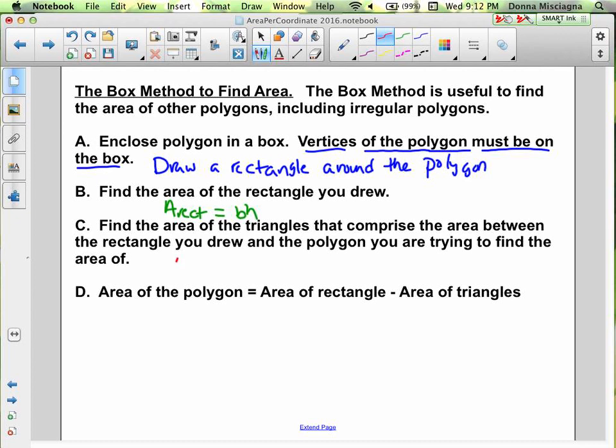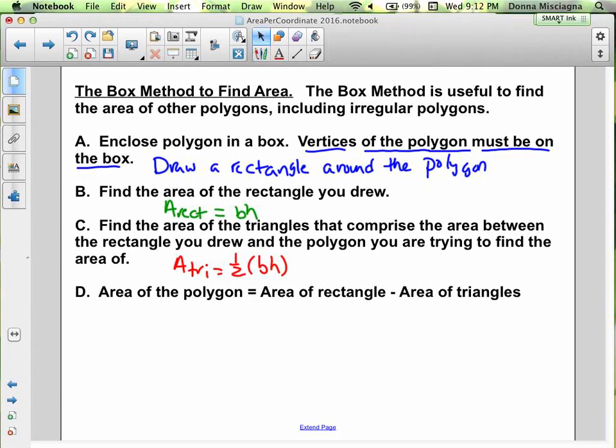As a little reminder, the area of a triangle is the same as the area of a rectangle, except it's 1/2 base times height. So the area of your polygon is just the area of the rectangle minus the area of the triangles. So let's take a look at this box method in action.